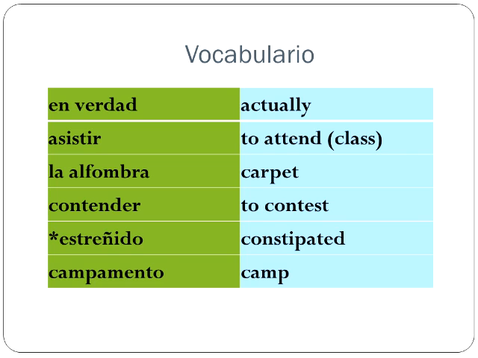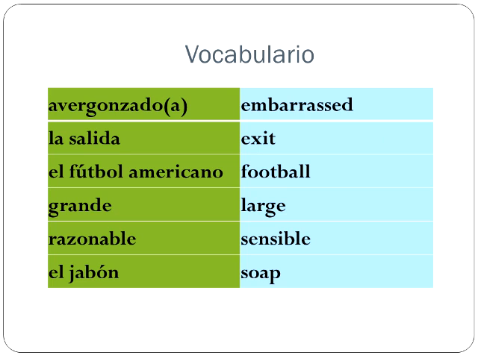Let's go on to our last set right here before we do some practice. Avergonzado is embarrassed, or avergonzada. And then exit would be la salida. And then we're talking about fútbol y fútbol americano. There's a difference between both. If you're talking about just regular football, here in America, it's el fútbol americano. And then grande is large, razonable, sensible, y el jabón, soap.